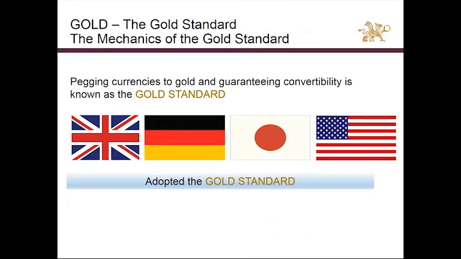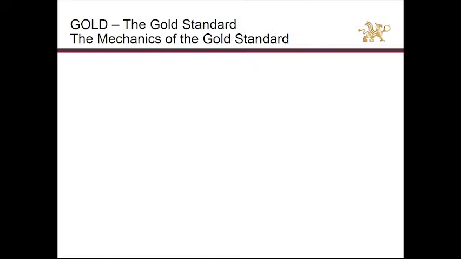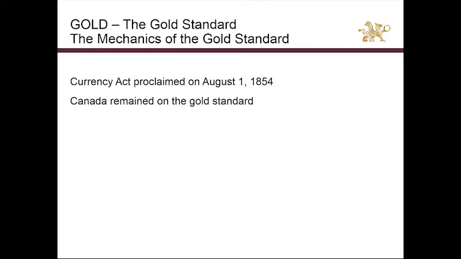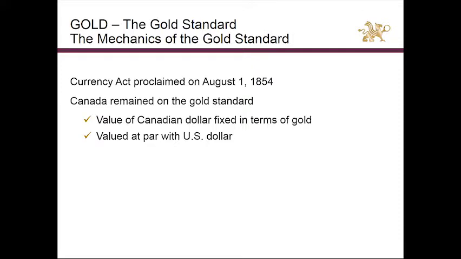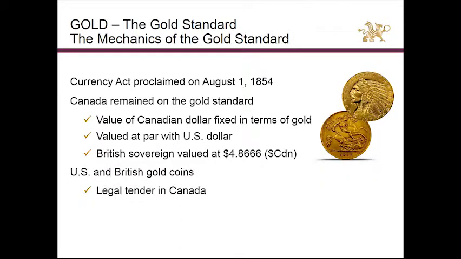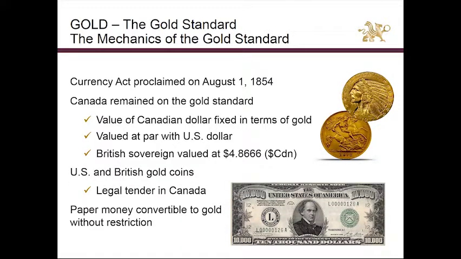When global trade was limited in volume, gold and silver were used as payments for goods purchased from another. The Currency Act was first proclaimed on August 1, 1854, and until World War I, Canada remained on the gold standard, whereby the value of the Canadian dollar was fixed in terms of gold. It was also valued at par with the US dollar, with a British sovereign valued at $4.8666 Canadian, and both US and British gold coins were legal tender in Canada. Paper money was freely convertible into gold without restriction, and there were no controls on the export or import of gold.